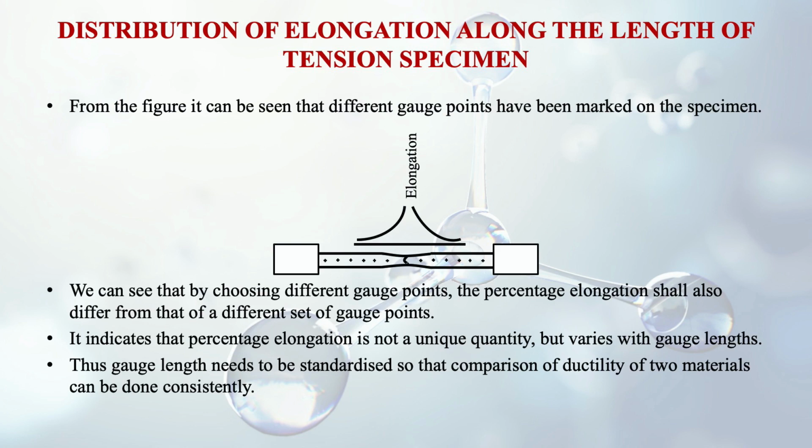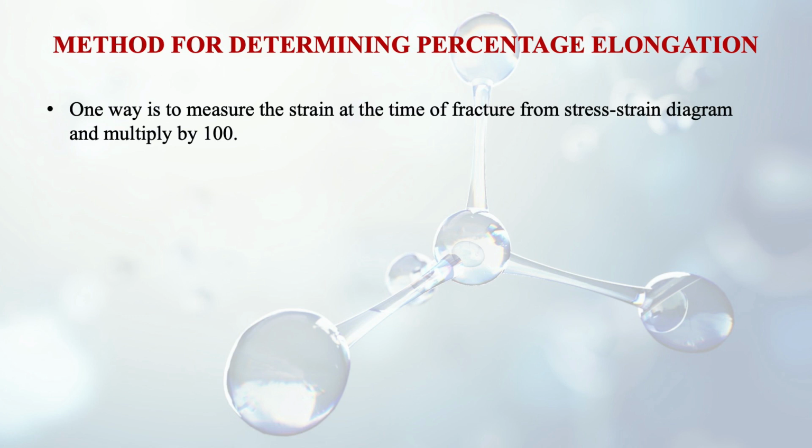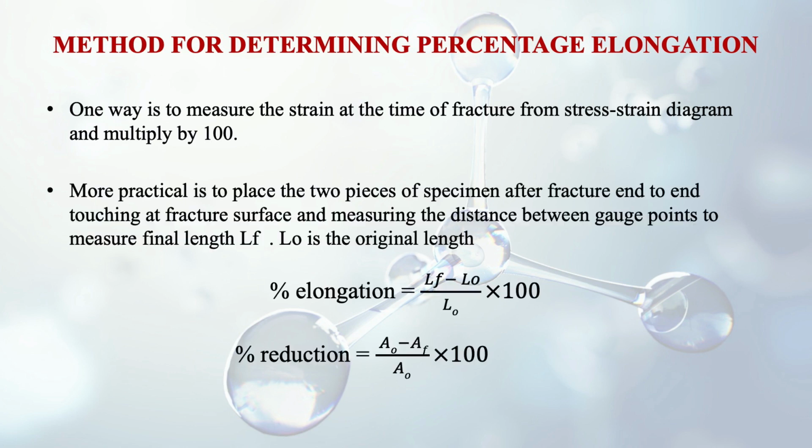So if there are two materials, suppose there is steel and suppose there is aluminum, then if we have to measure the ductility of those two materials, then we have to take the standard gauge length. Otherwise the gauge length will keep on varying. So there are methods for determining the percentage elongation, and one of the methods is to measure the strain at the time of fracture from the stress strain diagram, like the point E in the diagram where fracture took place. From that point to the origin, if we measure and multiply it by 100, then it will give us the percentage elongation. But a more practical way is there.